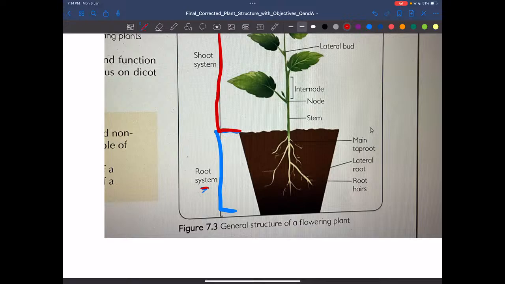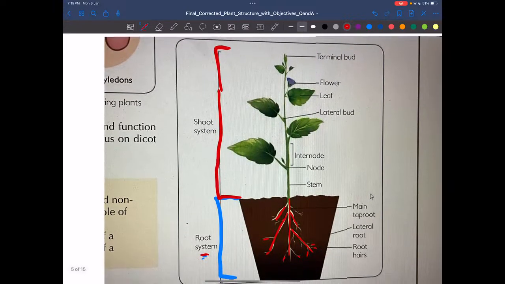Now, we'll first look at the root system. We have the main taproot, which you see is the one that goes straight down below, and then we have some lateral roots that extend from the main taproot, and at the end we have root hairs that are also smaller extensions, and we'll look at their function later on in the video.